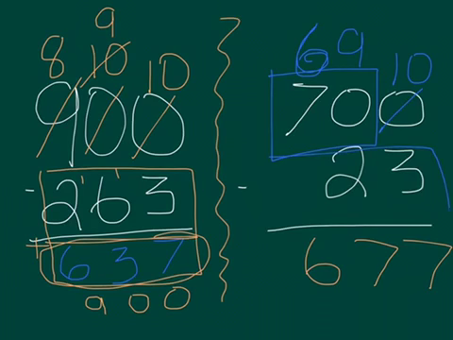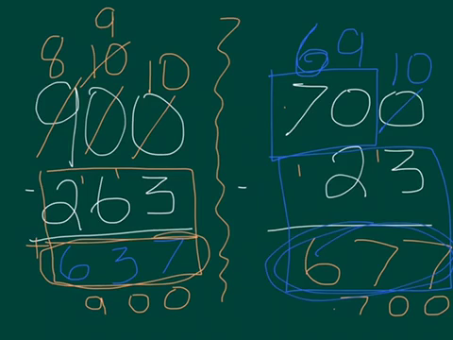I'm going to check by adding to make sure I got the correct answer. 7 plus 3 is 10. I carry my 1. 1 plus 2 plus 7 is 10. Carry my 1. 1 plus 6 is 7. I got 700 as an answer. 700 is what I started with. So my answer of 677 is correct.